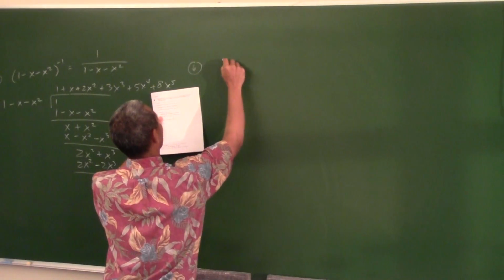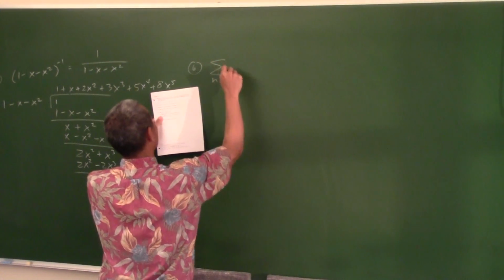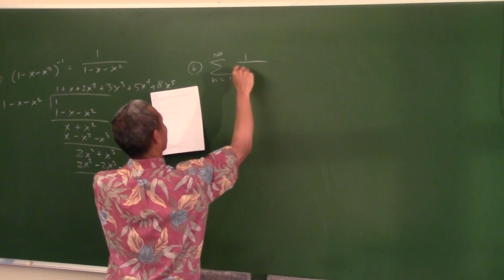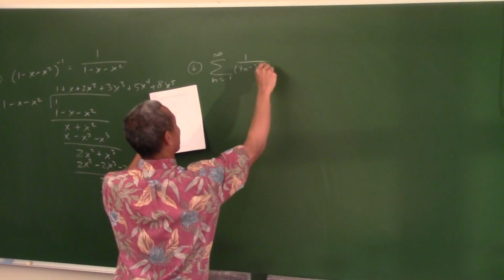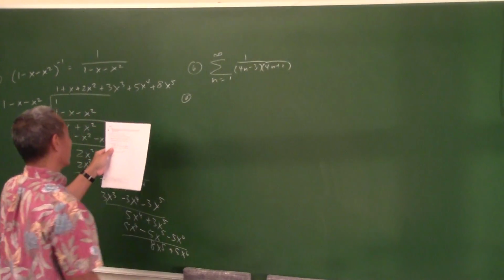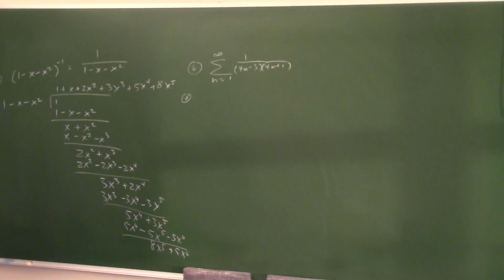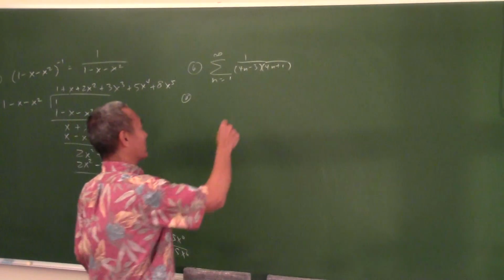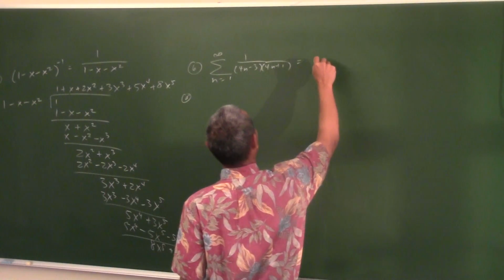Okay, number 6. We did this one in class, but we'll do it again for the video. There are 2 ways to do this problem. The first way is to find the limit of the sequence of partial sums. So the first thing we should do is write out the terms. So what is that going to be?